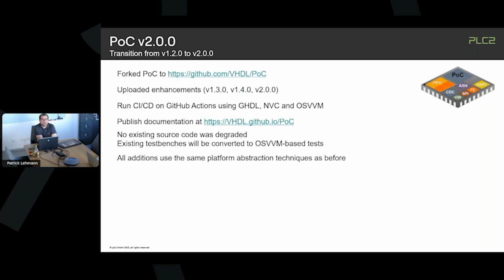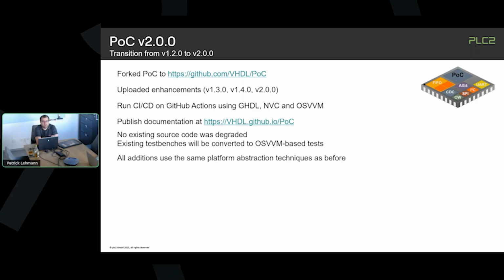So the first step in the transition from the old version 1.2 to version 2.0 was forking the PoC library under a new namespace, which is now at github.com/vhdl/PoC. We uploaded here certain enhancements and cleanups, version 1.3, 1.4, and as I said now, version 2.0. Currently, version 2.1 is in review.